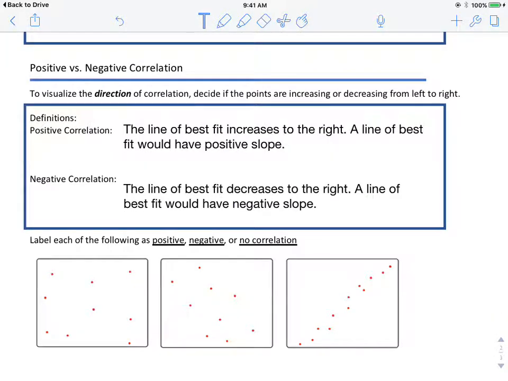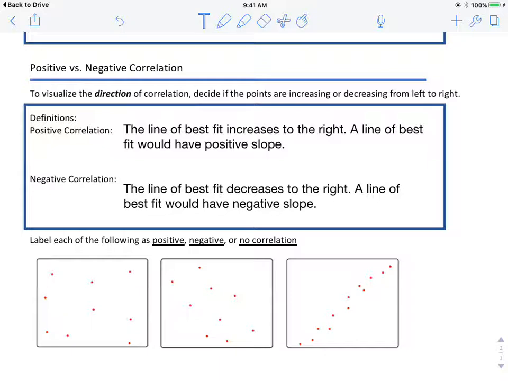The final way that we discuss the correlation of the trend in the data is discussing positive versus negative correlation. When we're talking about positive versus negative correlation, we're talking about the direction that the data increases or decreases from left to right. So if we have positive correlation, the line of best fit would increase as we move to the right. If we have negative correlation, the line of best fit decreases as we go to the right. In other words, we're talking about what the slope of the line of best fit would be.